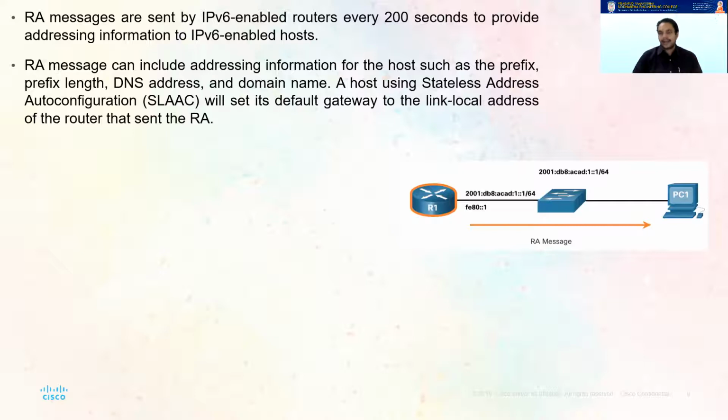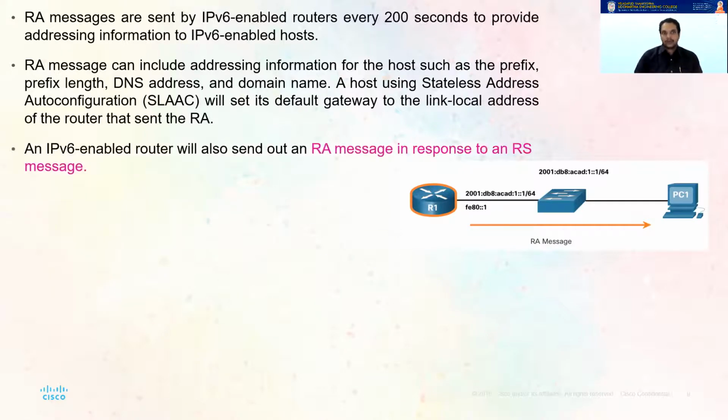Now, remember in our earlier modules, we studied about dynamic address allocation of IPv6, where we use the SLAAC protocol, stateless address auto configuration protocol. Now, for this SLAAC to be done, or for a host to dynamically create its own GUA, these particular RA messages play a very crucial role. And also in these RA messages only, the router can inform the host about its default gateway as well. So an IPv6 enabled router will also send out an RA message in response to an RS message.